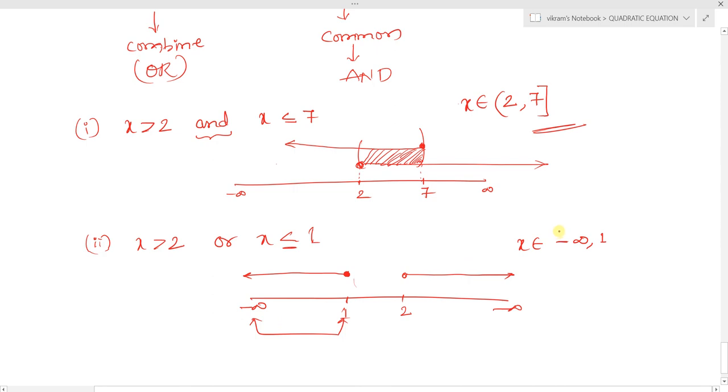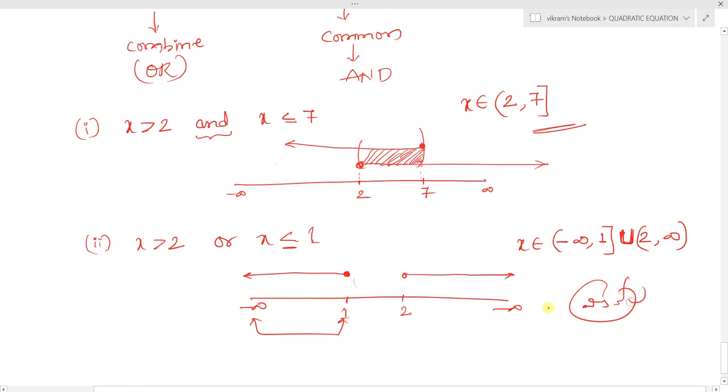Minus infinity has an open brace, and at 1 we have the equal-to condition, so a closed brace. The other solution is x greater than 2, that means 2 to infinity. 2 is not in the solution, and infinity is an open brace. These two are the solution, and we need to combine them, so we use the union symbol for OR. This is the way of representing inequalities.